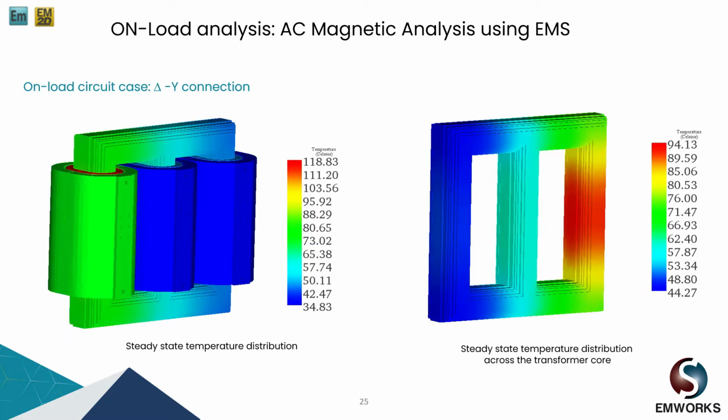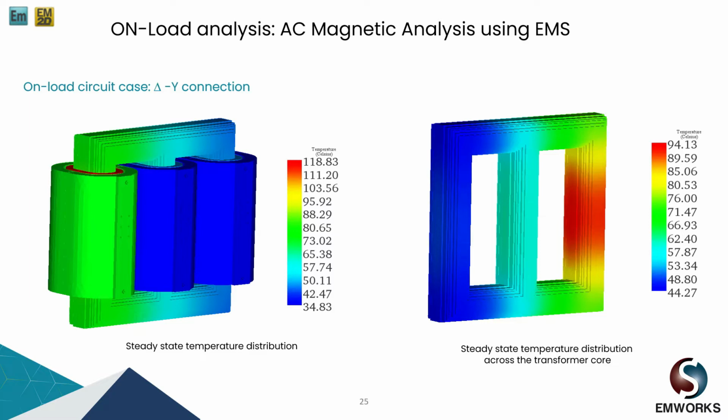As mentioned, our solution allows you to couple multiphysics options like thermal. Here we use AC magnetic analysis coupled to thermal to get the temperature under steady state condition. So you can see the steady state temperature distribution here.